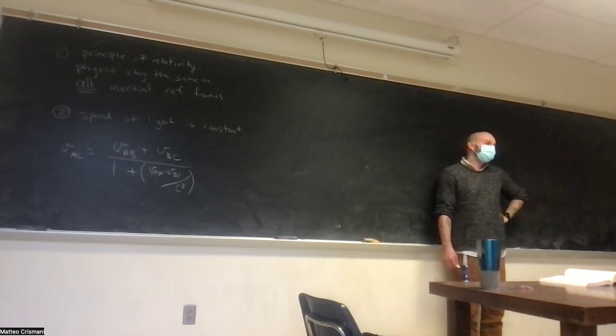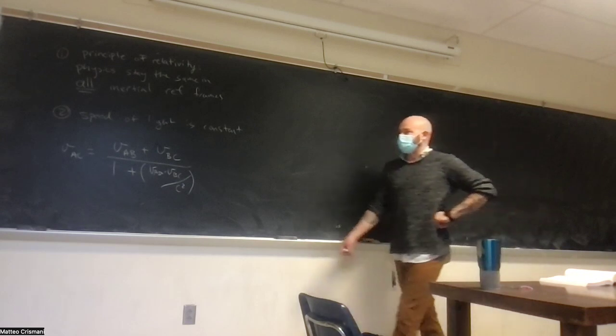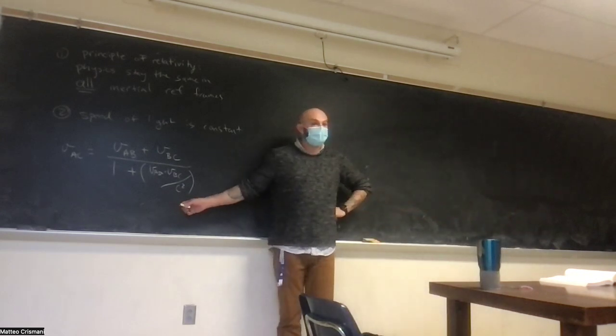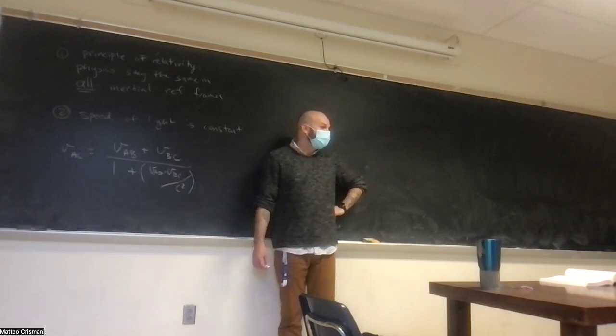If it's small, you don't have to worry about it. You can just ignore it. At worst, it'd be like 1 over 0, so we have to remember that we need to look at the limits, of course. So if these are small, then you get Galileo's addition rule back. And if these are large, let's say V_AB, for example, was C, what would you end up with?